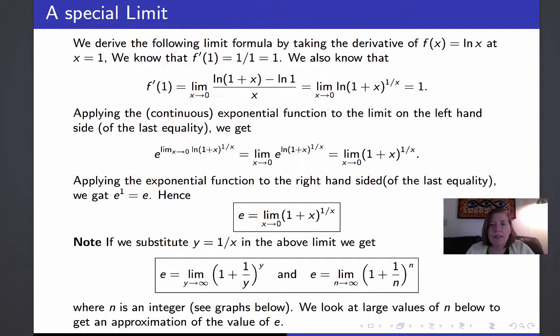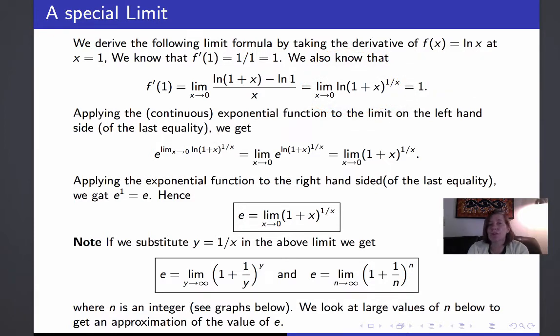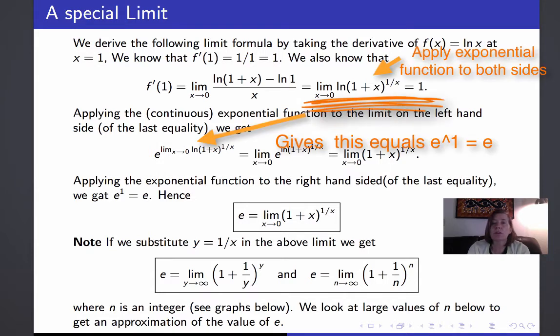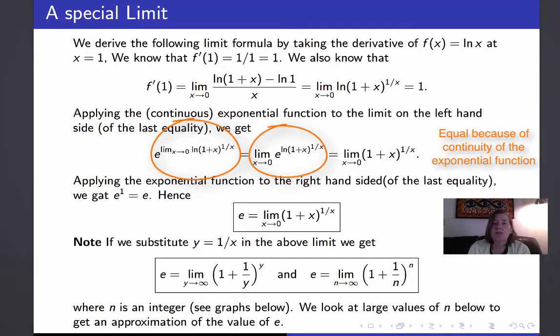If we apply the exponential function to the limit on the left, we get e to the power of the limit as x goes to 0 of the natural log of (1 plus x) to the 1 over x, which is equal to e to the power of 1, which is what we get when we apply e to the right-hand side.